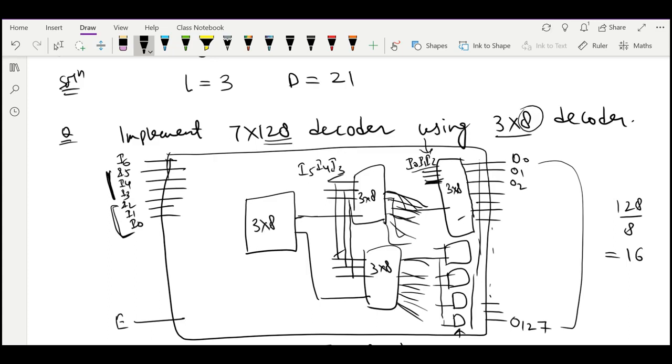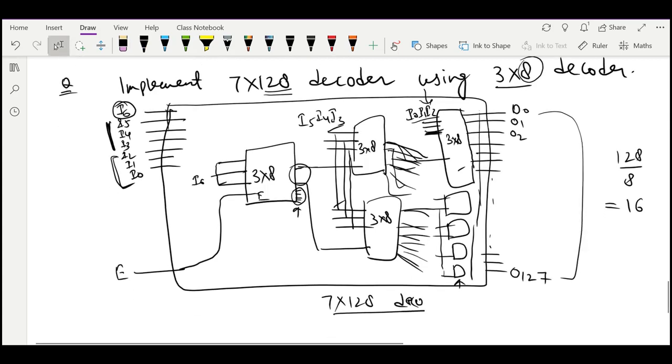Now out of 8 outputs, only 2 are used. Okay, and there are 3 inputs and only 1 input is required. So we can give all the inputs as I6 here and this enable can be attached to this. This is what I mean. Now you can see out of 8 outputs only 2 are used, so the rest 6 are not used. So this type of decoder can be said to be not fully utilized.